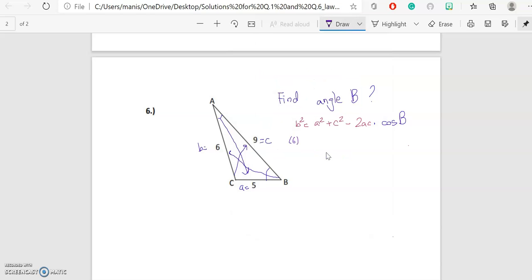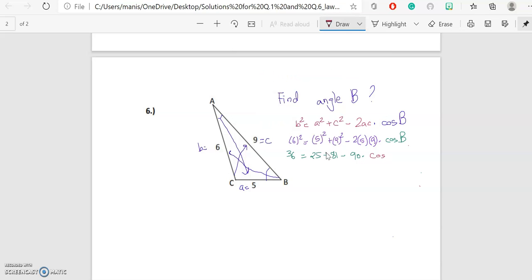This is your 6 square. A square is what? 5 square. This is your 9 square. Minus 2 times A is what? 5. C is what? 9. Again, I have to keep it in a different coloring over here. So this is my cosine of B. So this is your 36, 25 plus 81 minus 2 times 5 is 10, 10 times 9 is 90 times cosine of B.